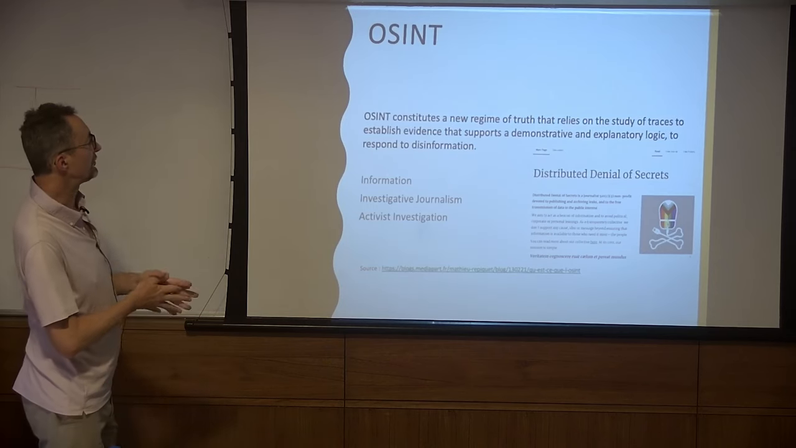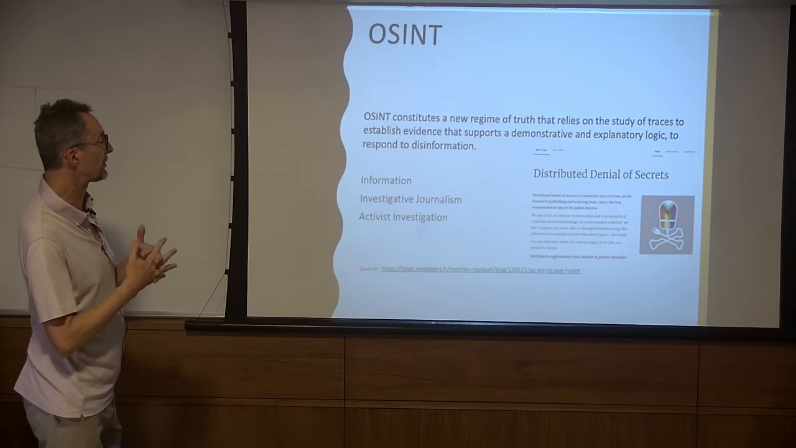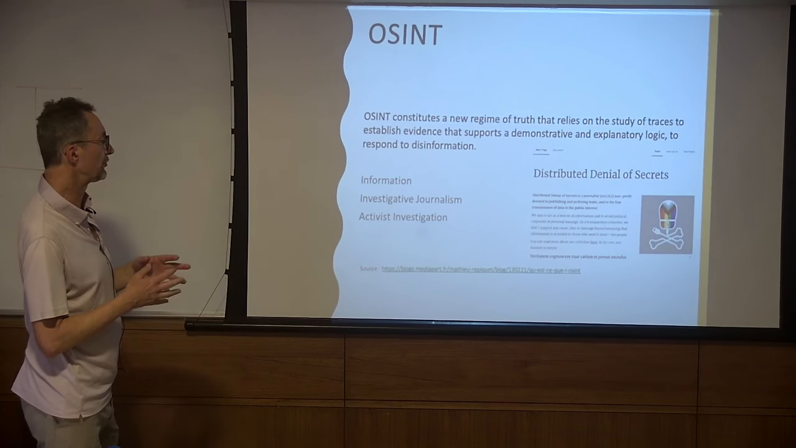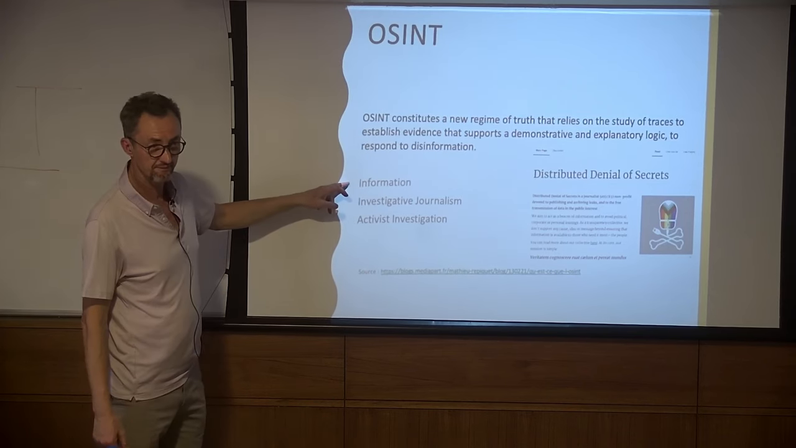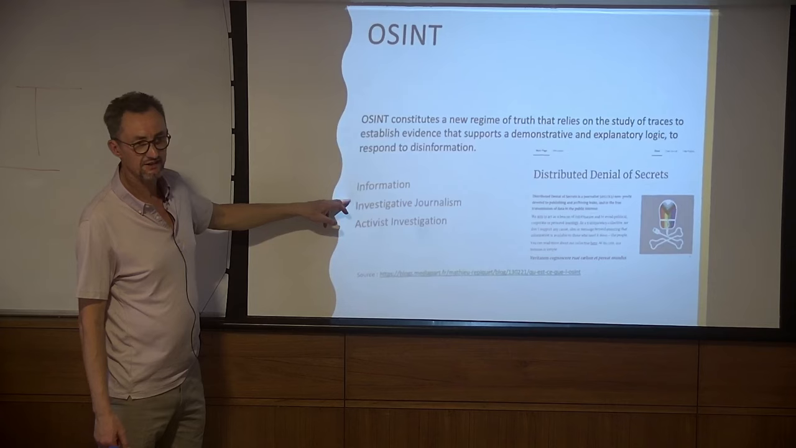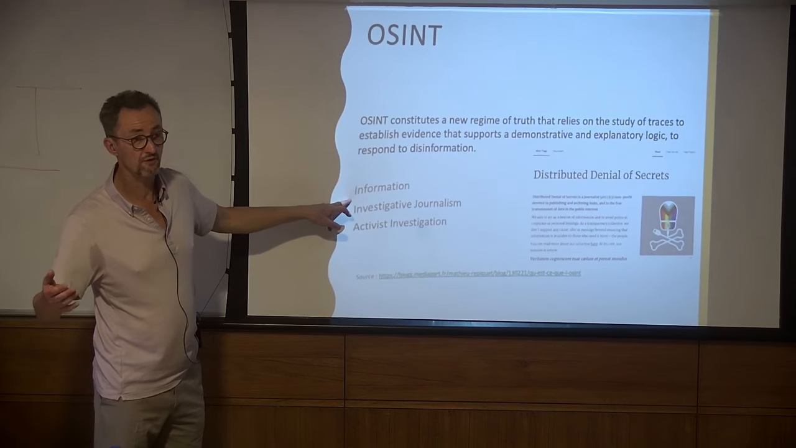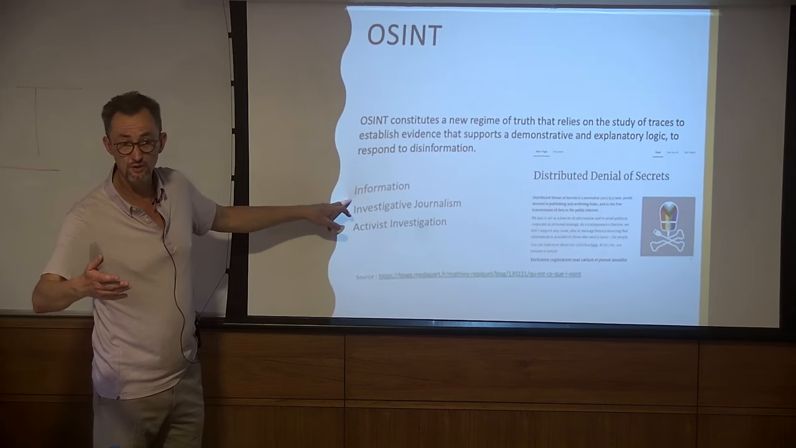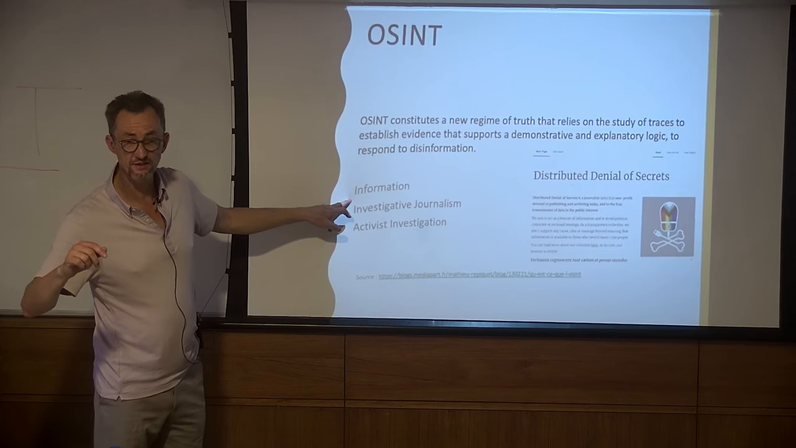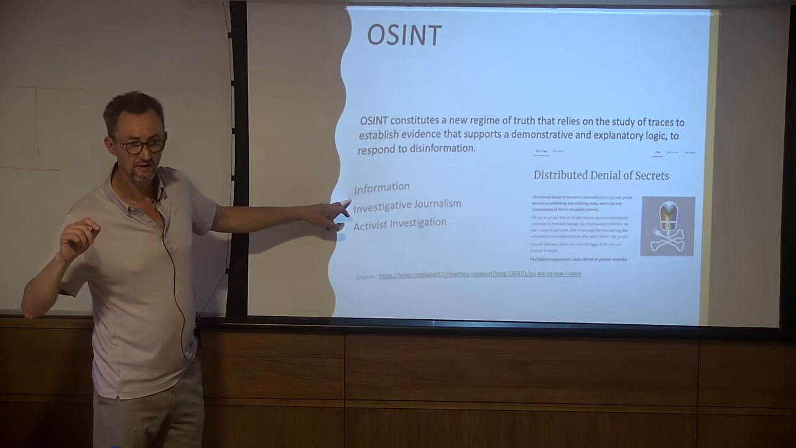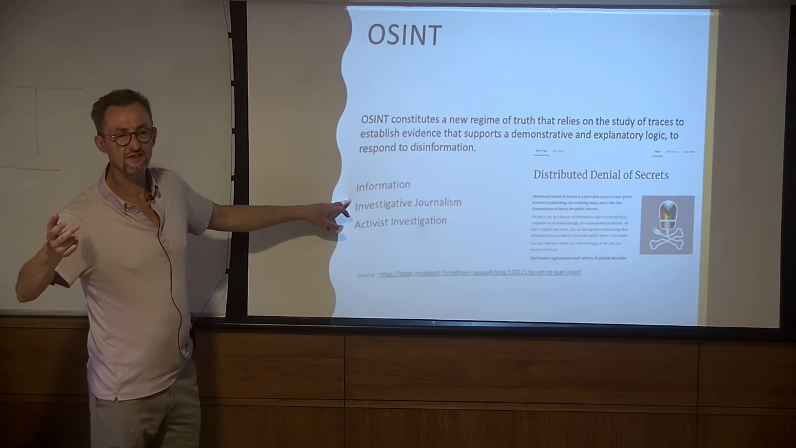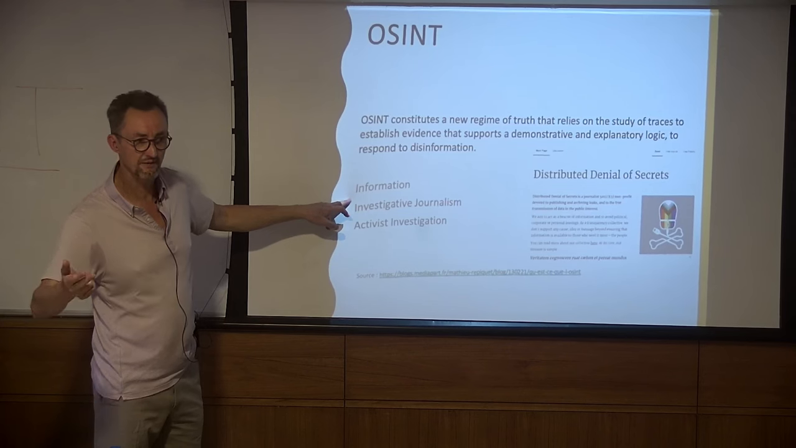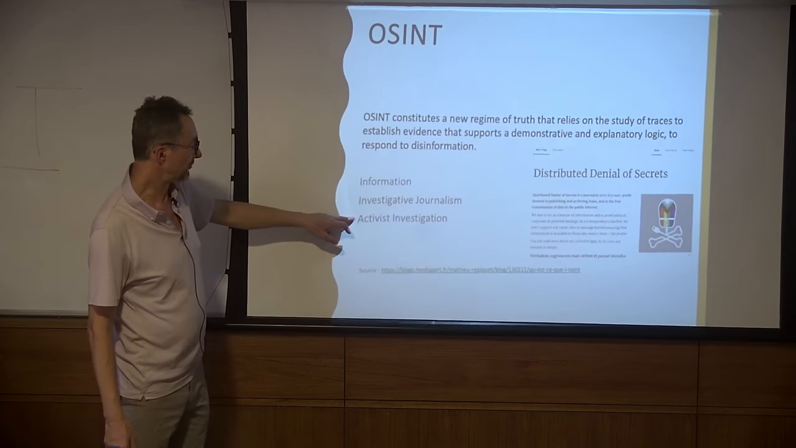Okay, OSINT constitutes a new regime of truth that relies on the study of traces to establish evidence that supports a demonstrative and explanatory logic to respond to disinformation. So we are at the crossroads of information, investigative journalism, which here includes a famous newspaper called Outlook. Outlook is still existing, and Caravan is still existing. Yes, Caravan exists. So these are two models of investigative journalism in India. And also sometimes activist investigation.